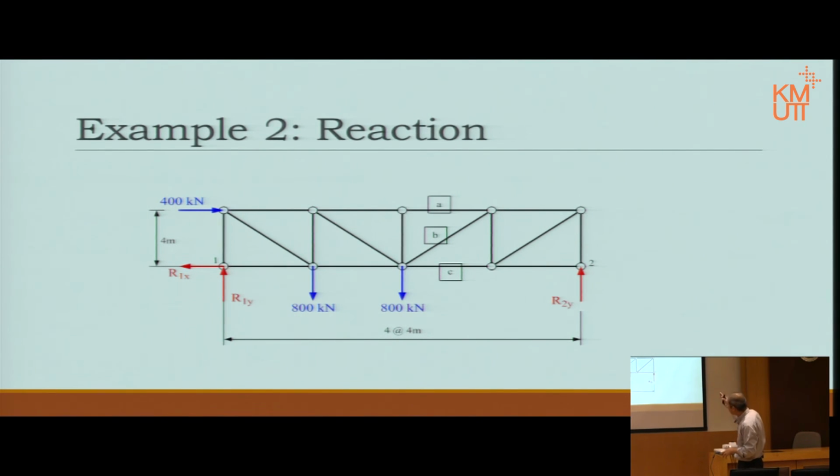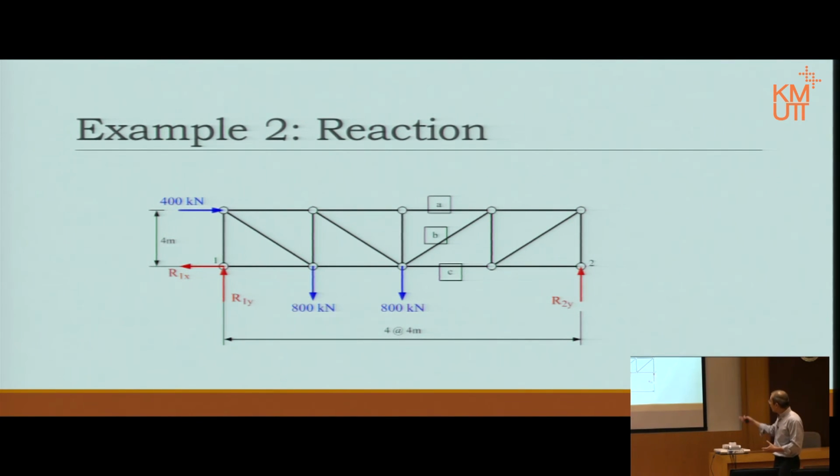To me, in this one, once you cut it, looking at the right-hand side picture will be easier because there is only one force to contend with. Whereas if you cut it and look at the left-hand side, you have 400, R1X, R1Y, 800, and 800, or 5 forces to be calculated. It's a bit too long. Well, at least it's longer.